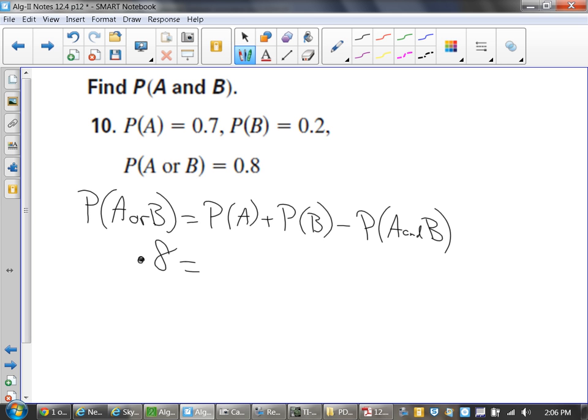0.8 is 0.7 plus 0.2 minus something. Most of the time, you'll be able to do these in your head. What's the something? 0.1, I agree. Okay.